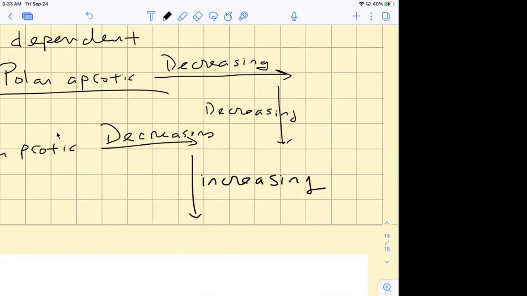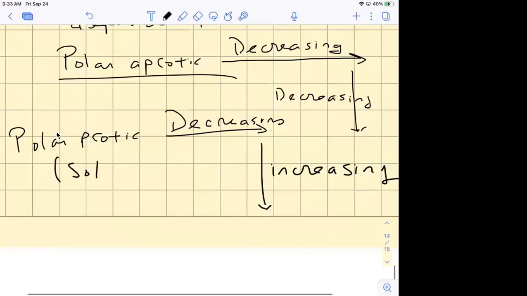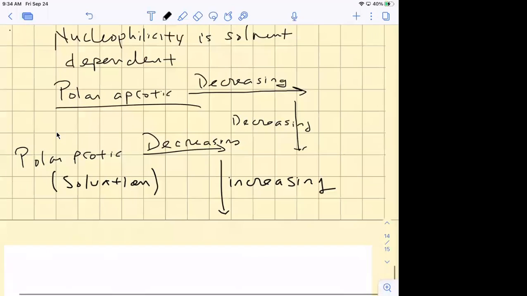Right, so if it's in a polar protic solvent, nucleophilicity is decreasing from left to right, and it's increasing from top to bottom. And that's due to solvation, right? As the atoms get bigger, the atomic radius increases in a polar protic solvent. It makes it harder for the solvent to trap it. So that's why the nucleophilicity is increasing going from top to bottom, because the atomic radius is also increasing.